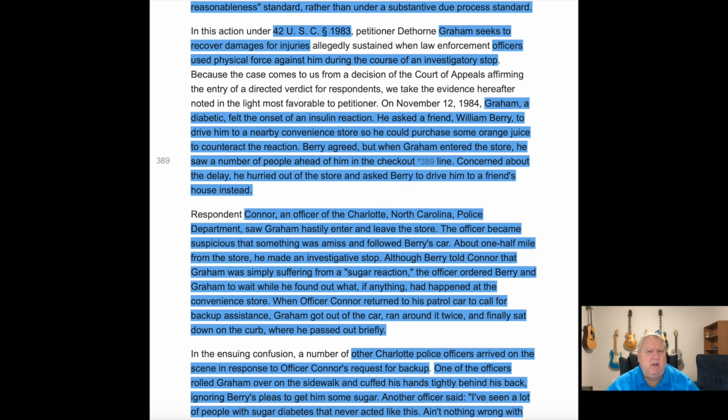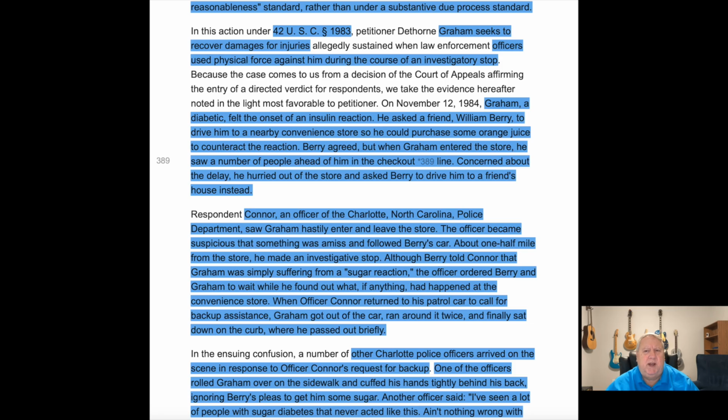In this action under 42 U.S.C. 1983, which we see over and over in these cases, petitioner Dethorne Graham seeks to recover damages for injuries allegedly sustained when law enforcement officers used physical force against him during the course of an investigatory stop. Because the case comes to us from a decision of the Court of Appeals affirming the entry of a directed verdict for respondents, we take the evidence hereafter noted in the light most favorable to petitioners. Just legal standard for dealing with this type of appeal.